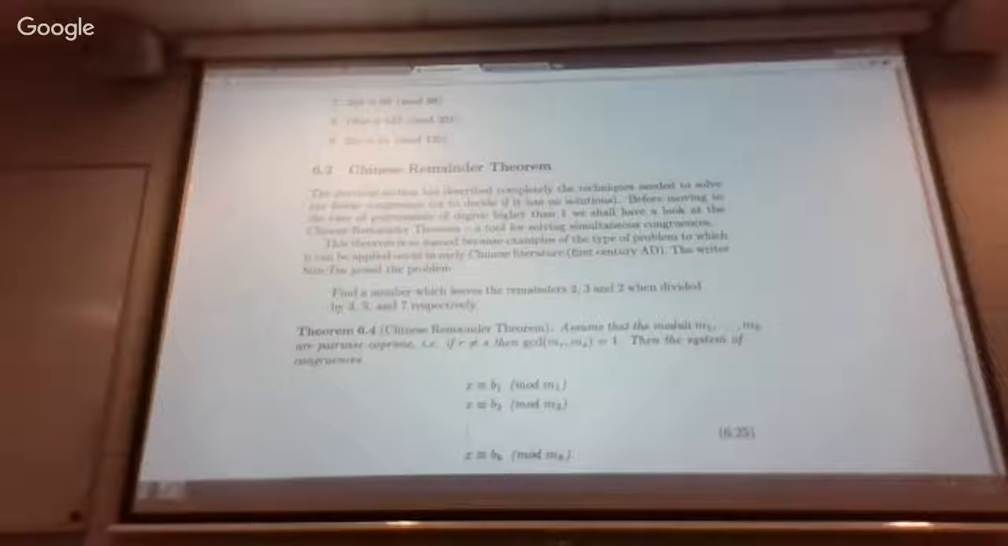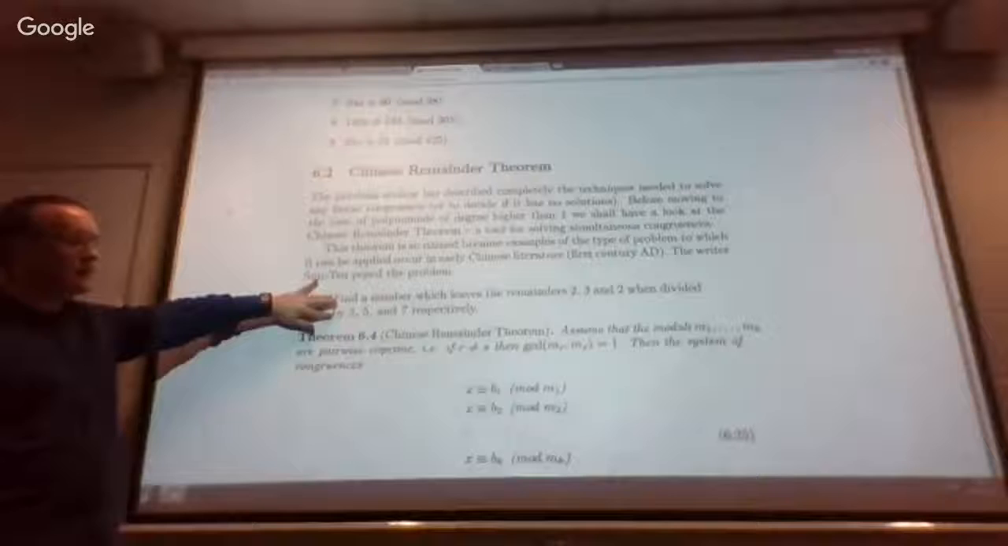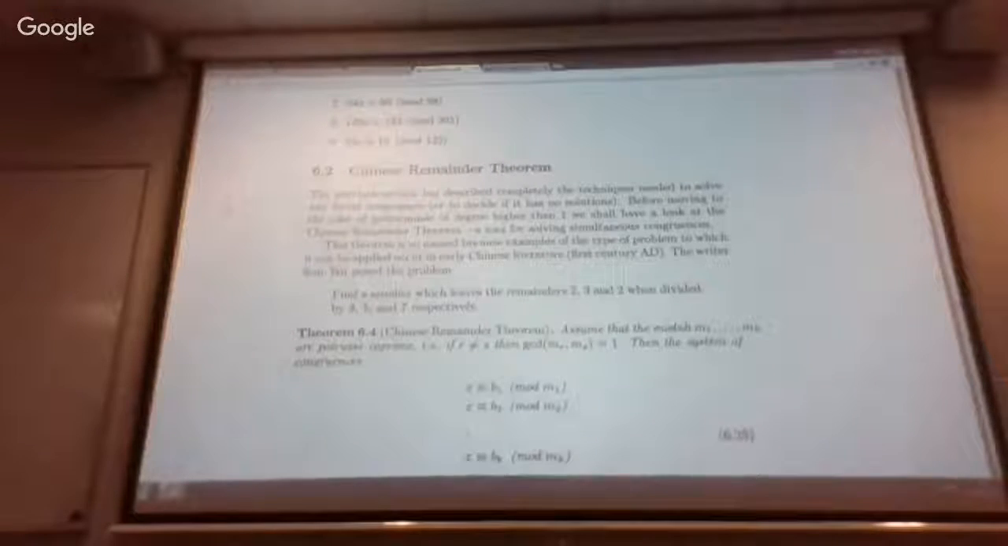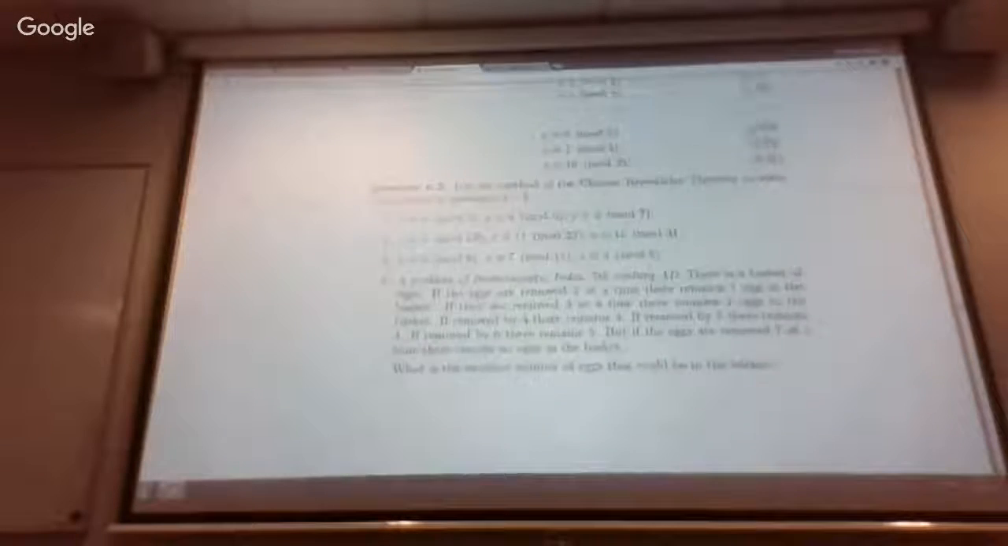You can find mathematical writings that are talking about these sorts of problems. Find a number which leaves the remainder 2, 3, and 2 when divided by 3, 5, and 7 respectively. That's a quote from Sun Tzu, roughly translated into English, and we find it in other early writings as well.